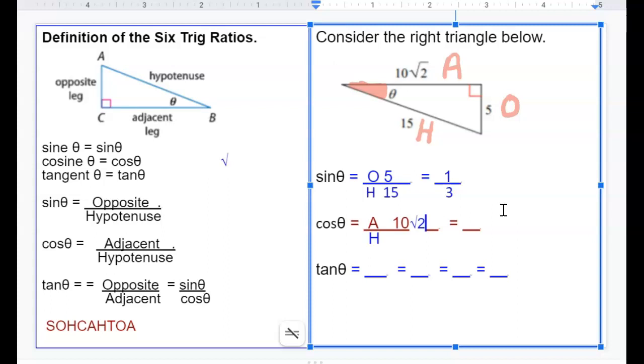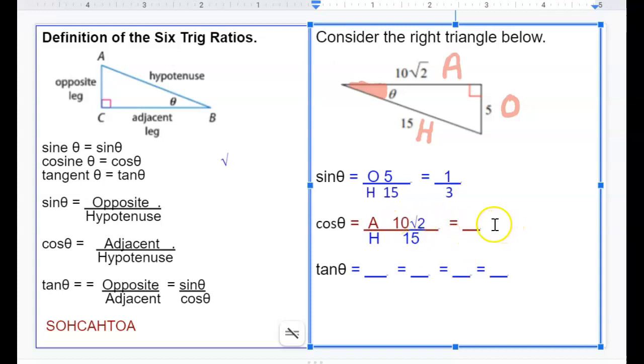Okay. Now that line there is broken. It's because of the underline. So all you do is just highlight it and you click underline, or you do Control U to underline it. And you see the line comes back. All right. So that's adjacent over hypotenuse. Our hypotenuse is what? 15.